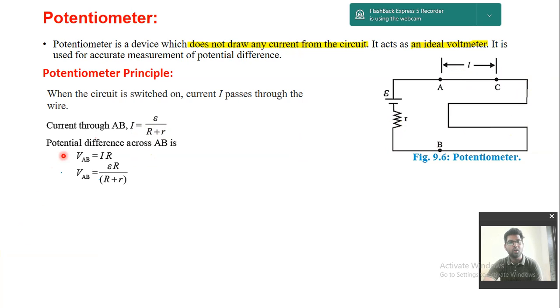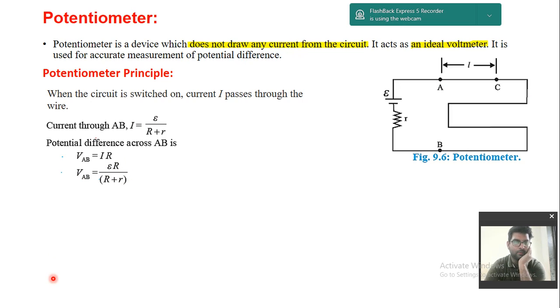Now what is the potential difference across AB? Potential difference across AB, V equals IR. Across AB, what is the current flowing? This current I equals E upon R plus r is flowing. And what is the resistance of this wire AB? Capital R. So I into R, I can write E upon R plus r into R. Nothing special science is here. Simply I calculated the current first throughout the whole circuit, and then I found the potential difference across this wire AB, and it is I into R. So E upon R plus r into R.